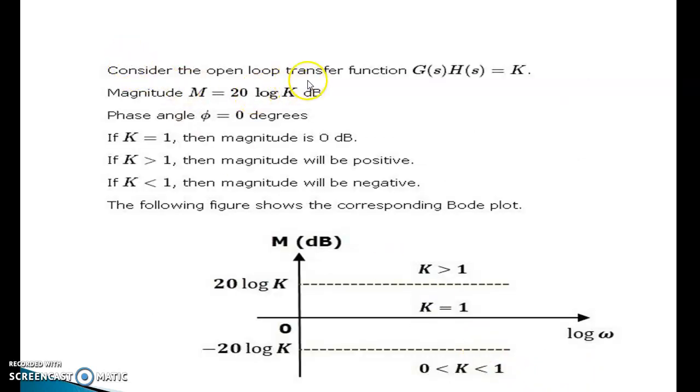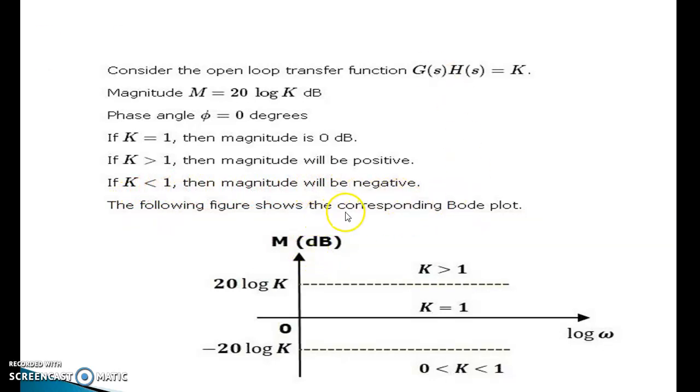Consider the open loop transfer function G(s)H(s) is equal to K. Magnitude M is equal to 20 log K dB. Phase angle phi is equal to 0 degree. If K is equal to 1, then magnitude is 0 decibel. If K is greater than 1, then magnitude will be positive. If K is less than 1, the magnitude will be negative.